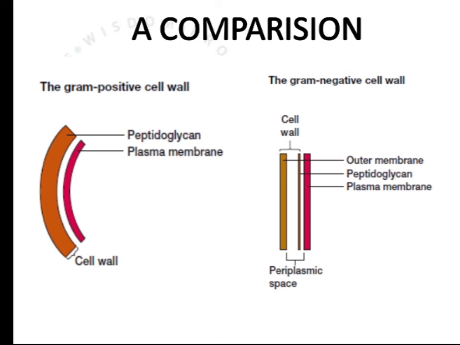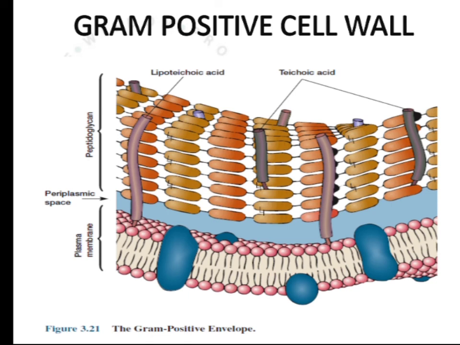In gram-positive bacteria there is a thick peptidoglycan layer with a periplasmic space and plasma membrane. In gram-negative bacteria there is an outer membrane consisting of lipopolysaccharide, a periplasmic space, then a thin peptidoglycan layer and the plasma membrane. In the thick peptidoglycan of gram-positive bacteria there is teichoic acid and lipoteichoic acid, but in gram-negative bacteria teichoic acid and lipoteichoic acid are not there. So that is the main difference.